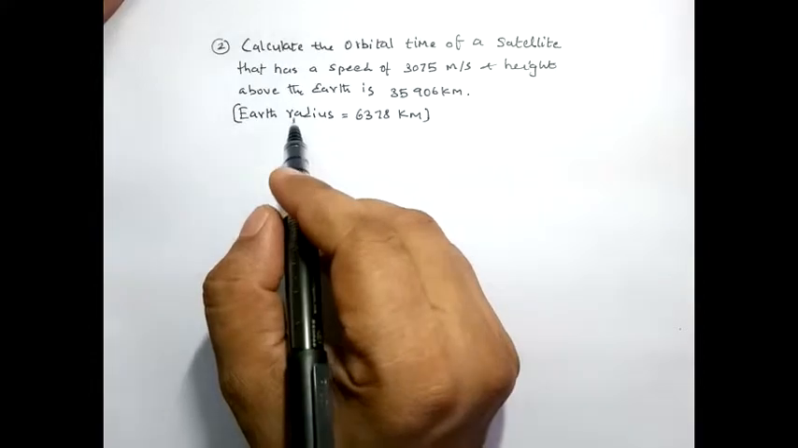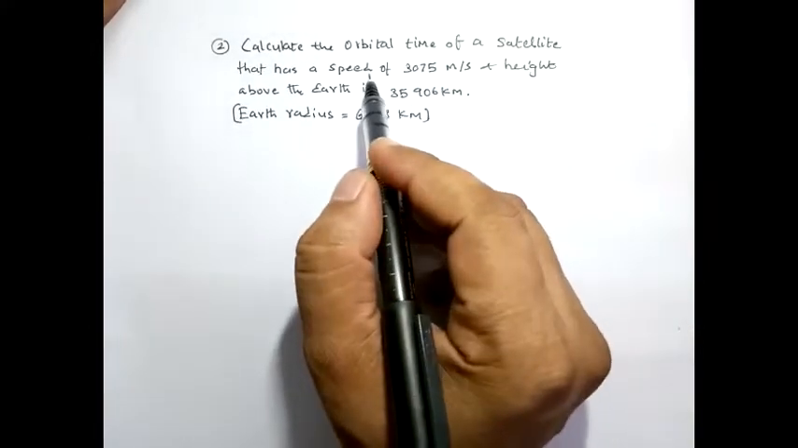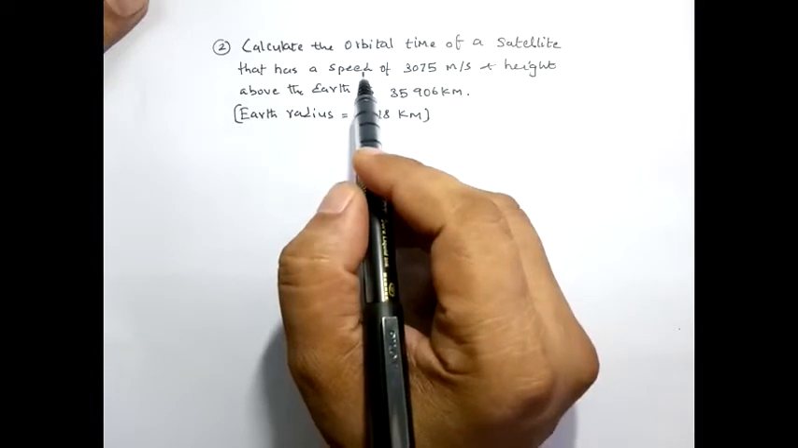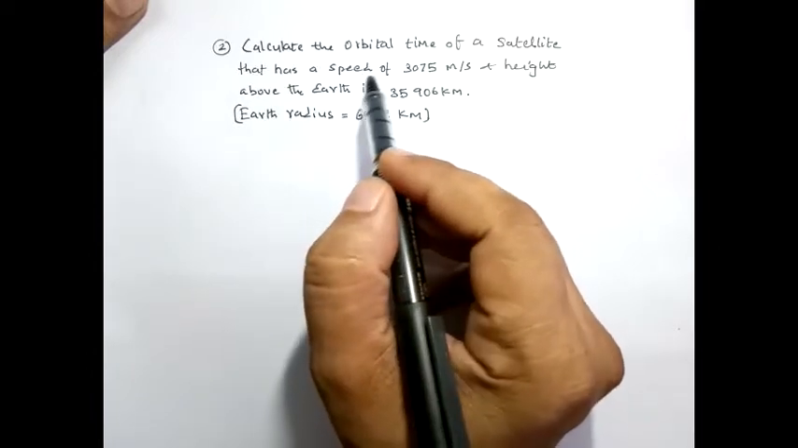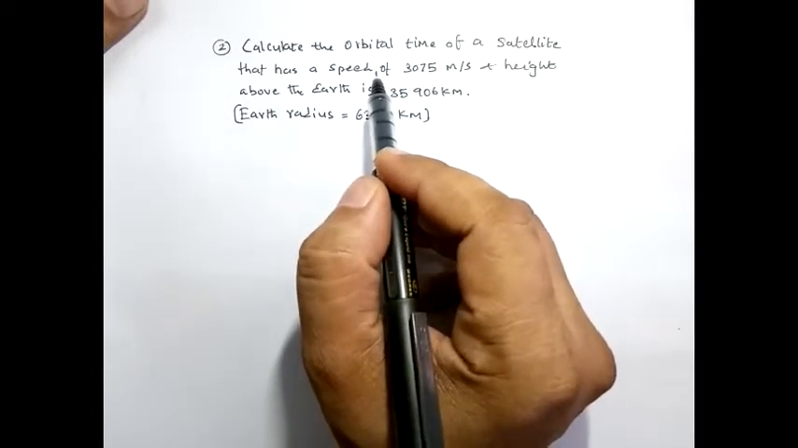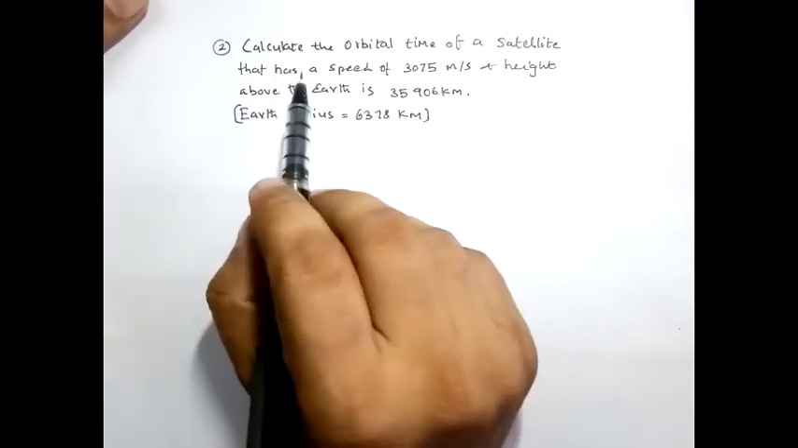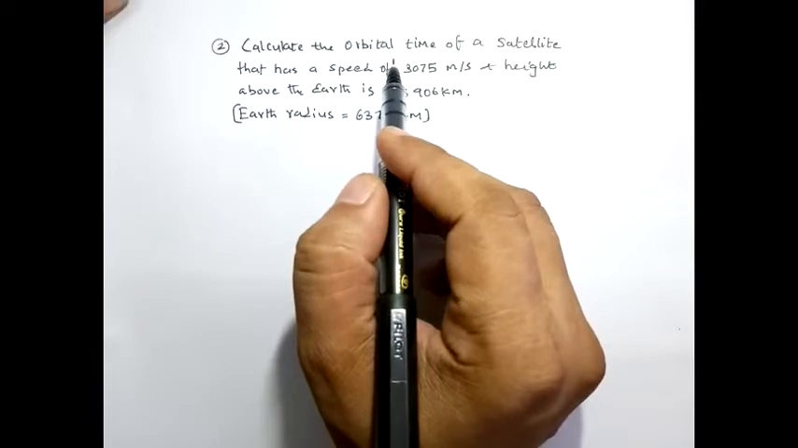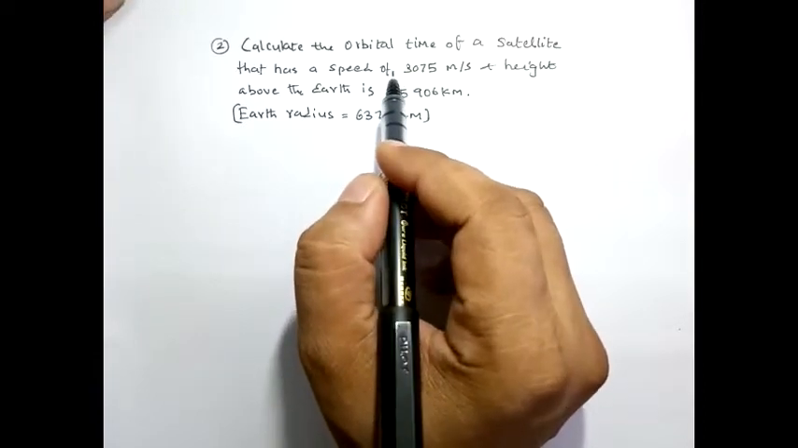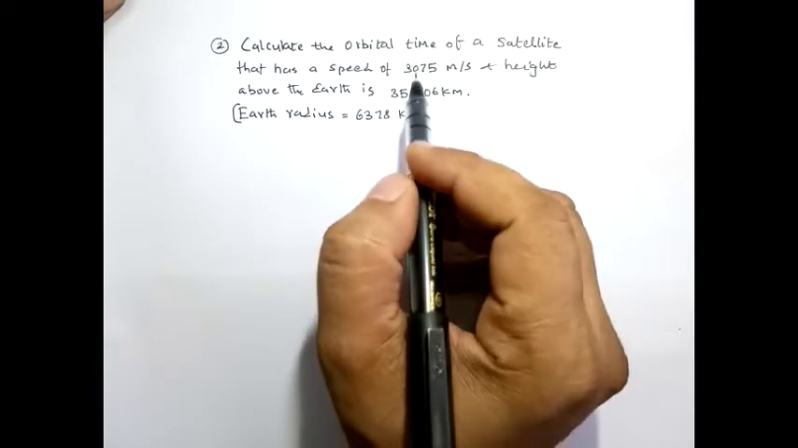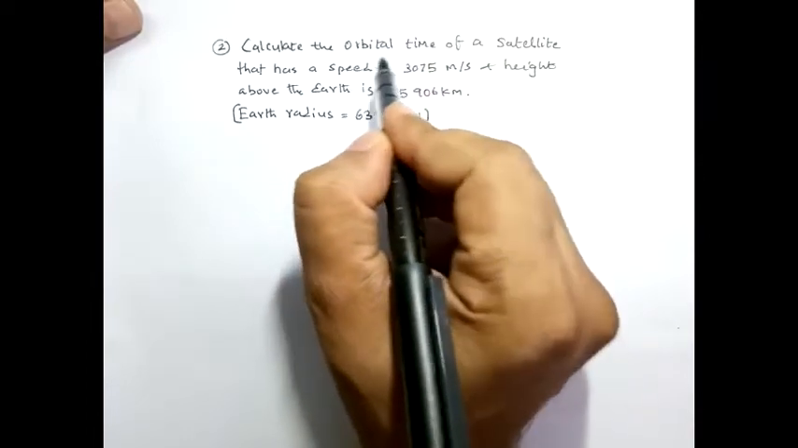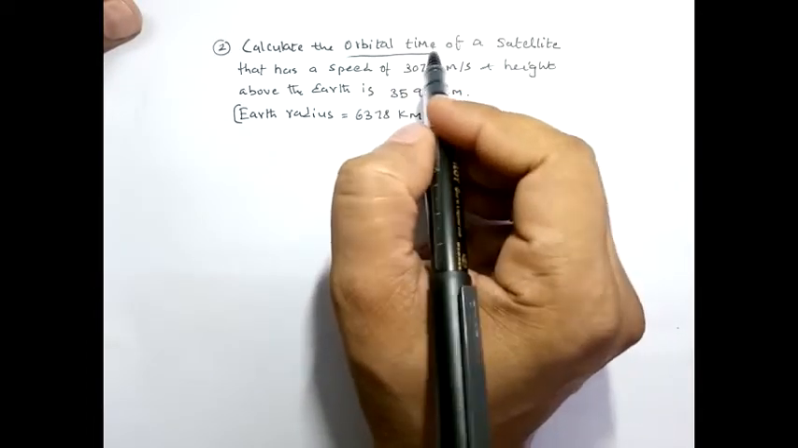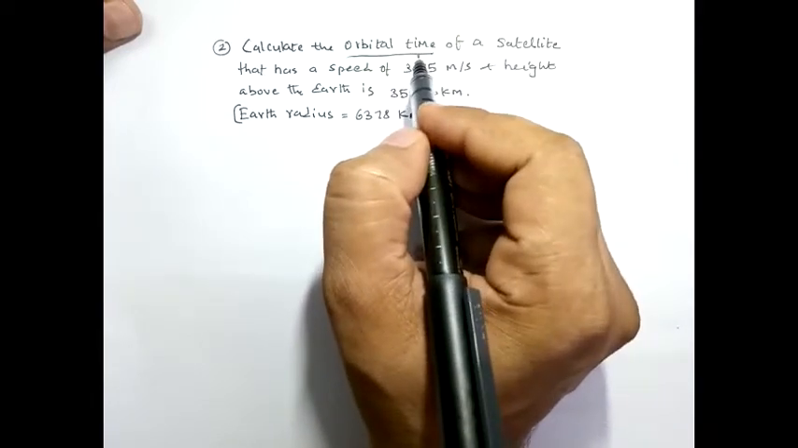This is question number 2, which I showed you in the slide. Even this is a very important type. This is another variety of the same kind of problem. The difference is, in the previous question it asked you to find the orbital speed. Now in this question you're asked to calculate the orbital time, that is, you have to find t here.